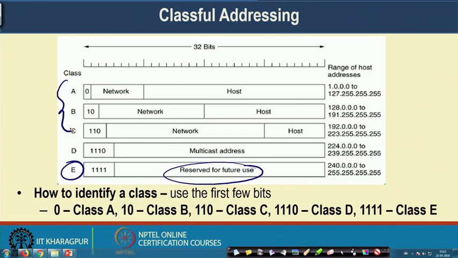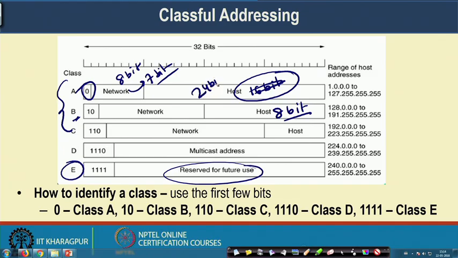Now, in case of a class A IP address, it has a 24-bit host address and an 8-bit network address, out of which the leading bit 0 is reserved for denoting class A. So, you have a total of 7 bits.